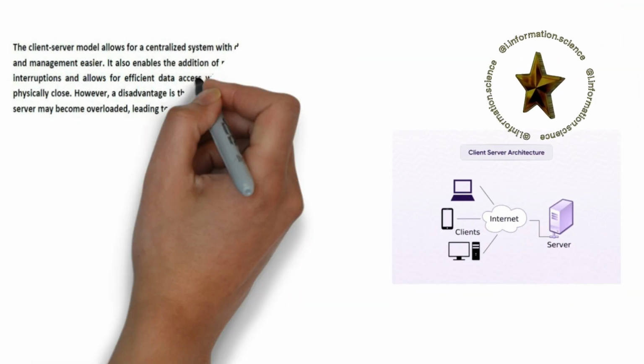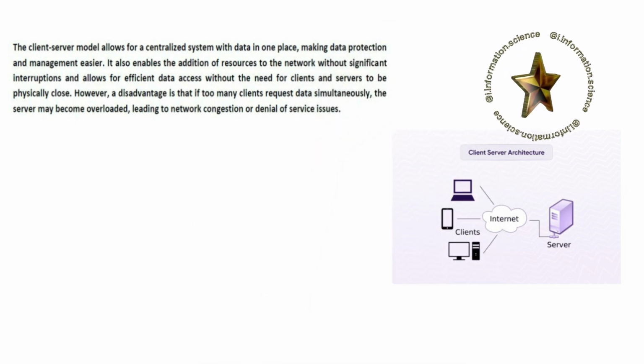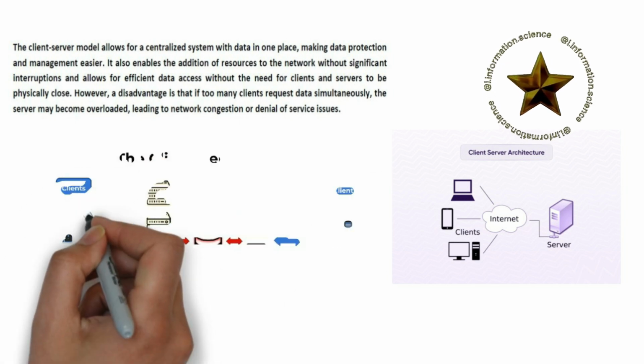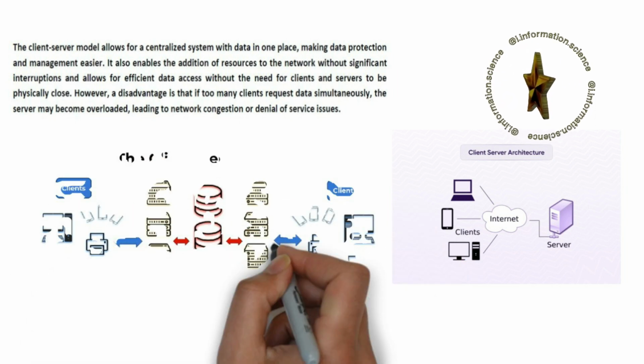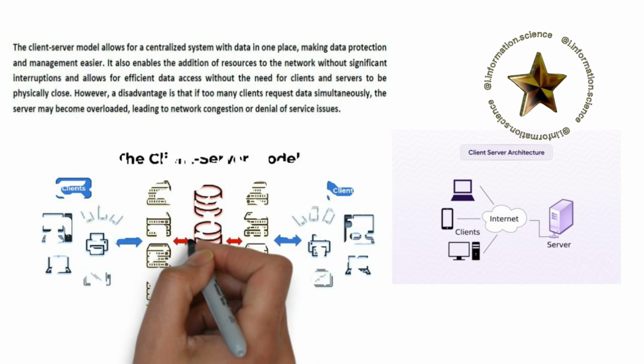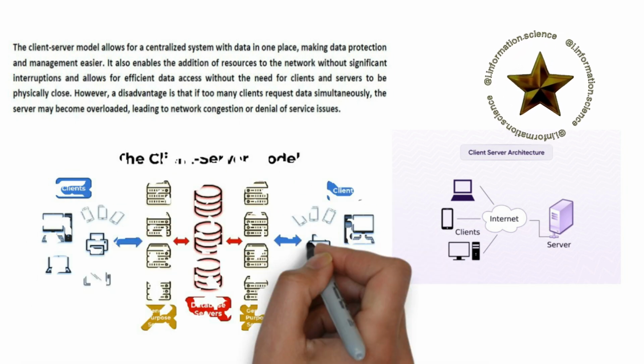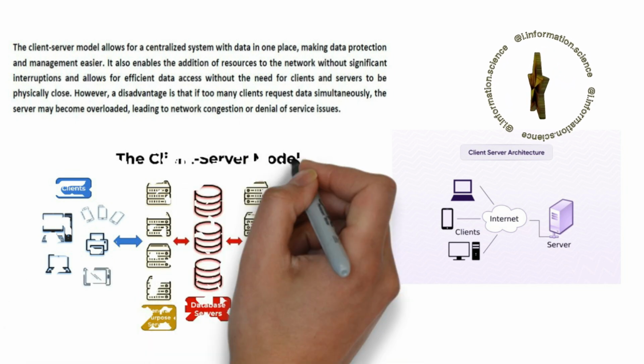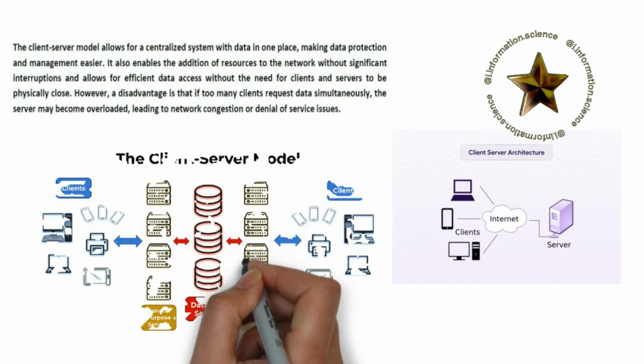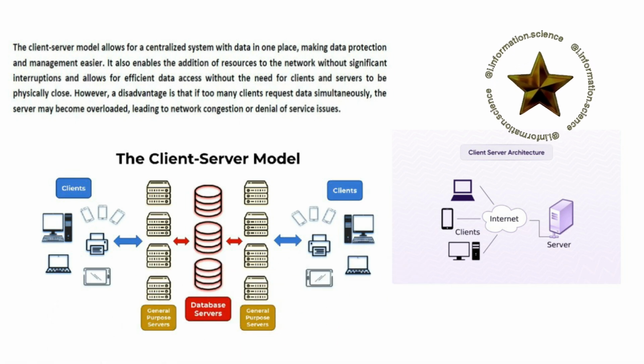The client-server model allows for a centralized system with data in one place, making data protection and management easier. It also enables the addition of resources to the network without significant interruptions and allows for efficient data access without the need for clients and servers to be physically close. However, a disadvantage is that if too many clients request data simultaneously, the server may become overloaded, leading to network congestion or denial of service issues.